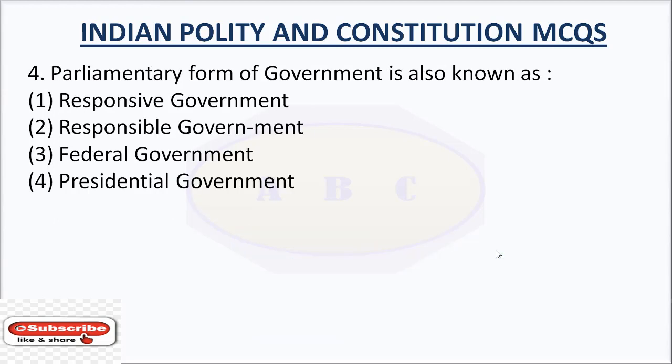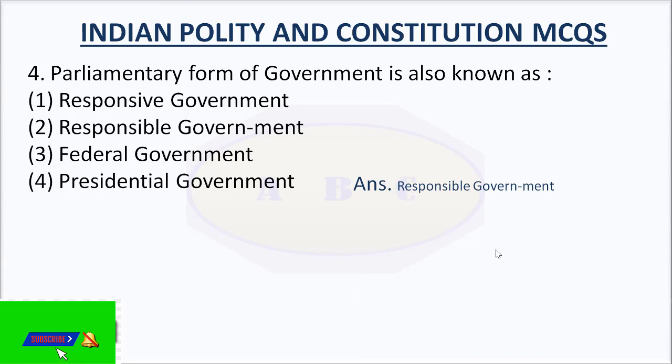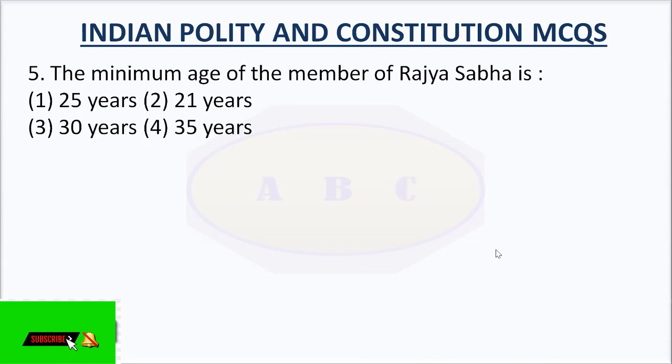Question number 4. Parliamentary form of government is also known as option number 1, responsive government, option number 2, responsible government, option number 3, federal government, option number 4, presidential government. The right answer is responsible government.